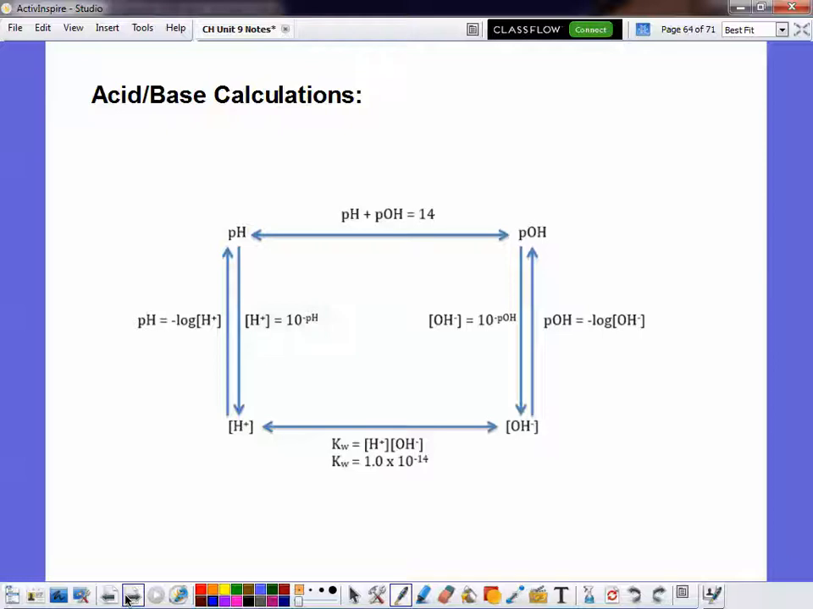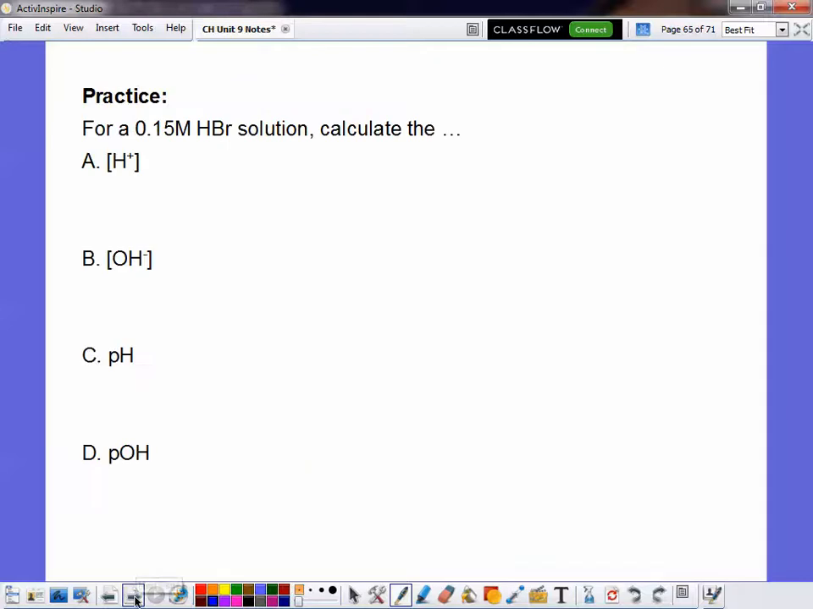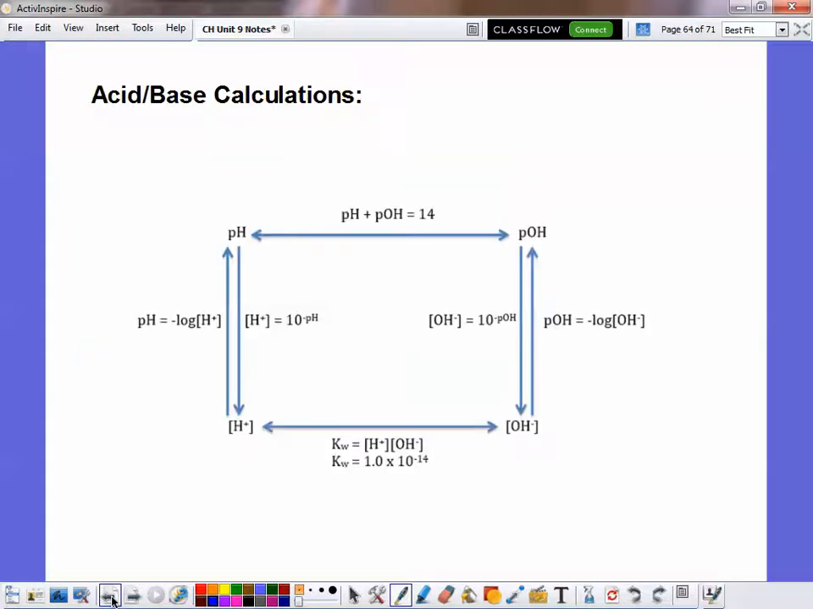All right. I'm going to come back to this page. Let's look at this. What we're going to do is, this is what our homework is. We're going to calculate those 4 things. We're going to find H plus concentration, OH minus concentration, pH, and pOH, using all the formulas written on this chart.